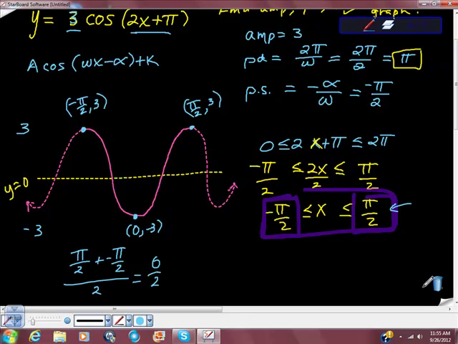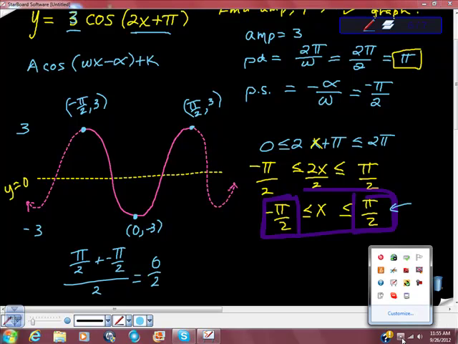All right? So hopefully this is making sense to you. If not, please make comments, or if it does make sense, tell me that it makes sense.